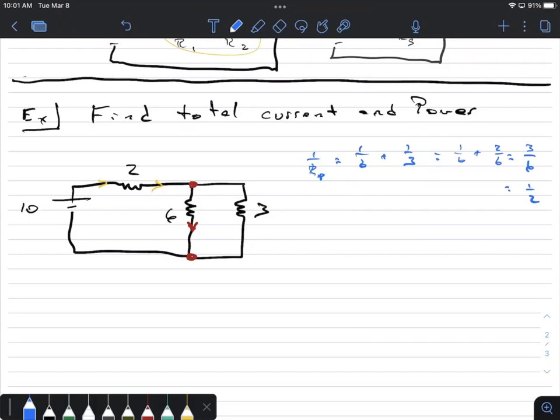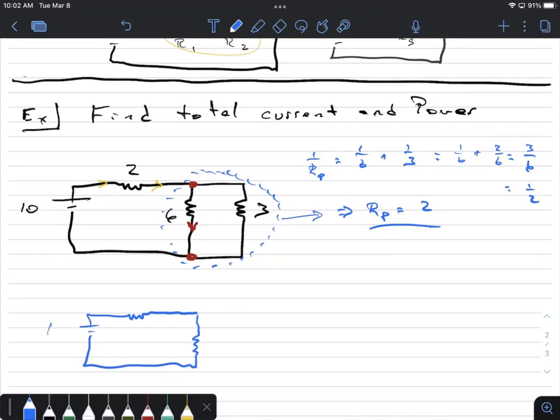However, that's 1 over R parallel. So I need to flip the answer to get R parallel itself. R parallel then is just 2. And so now I know that this combination of resistors is equal to a single resistor whose value is that number I just calculated. So now I can redraw my circuit. And now, instead of that parallel set, I have one thing sitting here. There it is. This is still 10, this is still 2, but now that parallel set has become a single resistor whose resistance is 2.